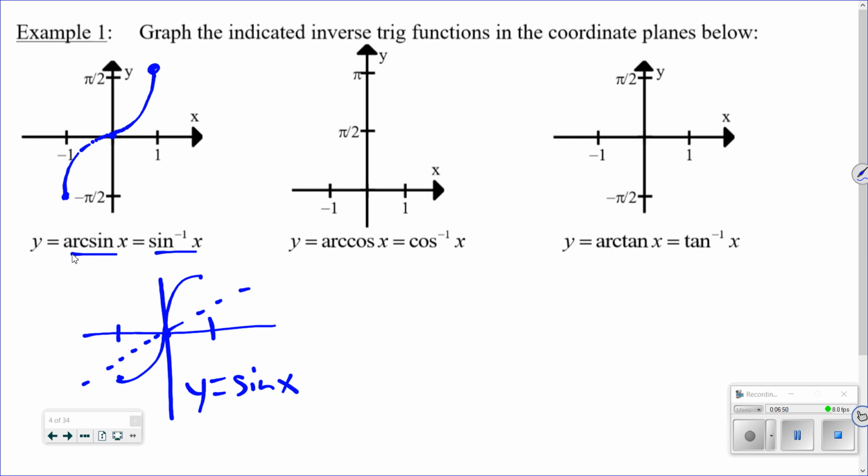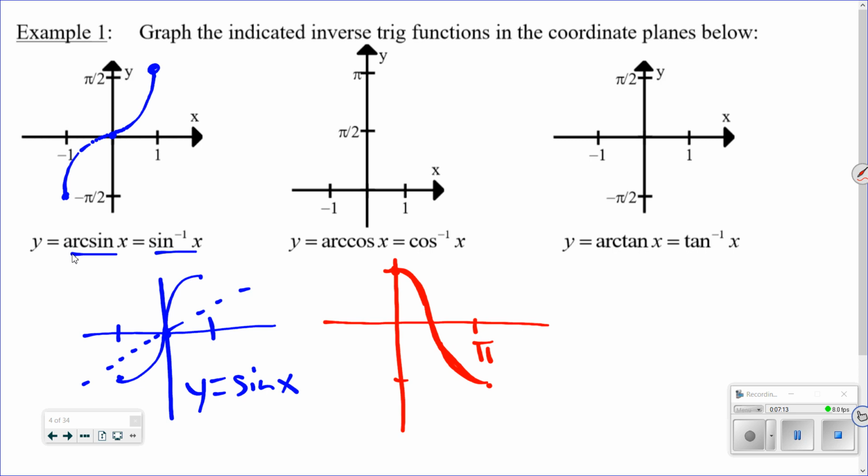Let's do the same thing with the cosine function. So with the cosine function, we went from 0 to pi. So there's 0, we'll say this is pi, and it started at 1, and at pi it was down at -1, and it crossed halfway in between. So that's what the cosine function looks like with its restriction.